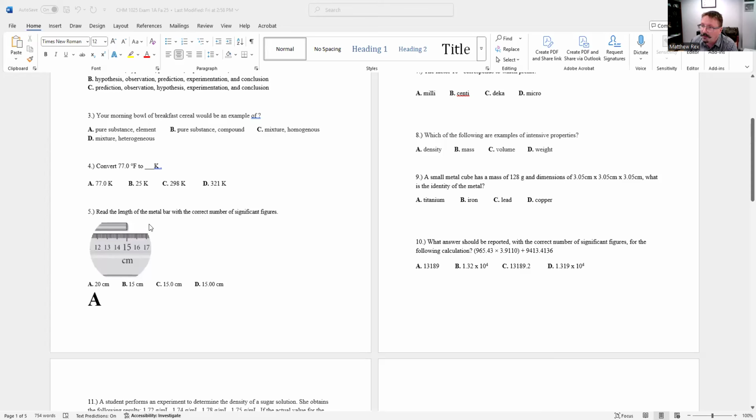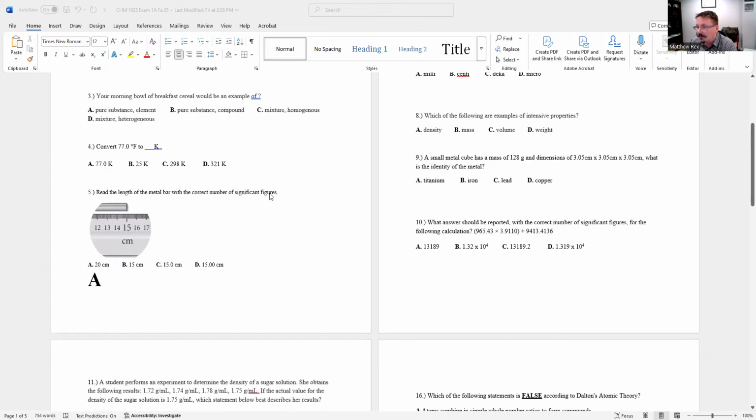Okay, back to our exam form A, number 5 here. Read the length of the metal bar with the correct number of significant figures. So we need to go out to the estimated digit. So we can see there's 15, 16, and we have multiple tick marks. So we have a tick mark every 10th place. So our certain digit would go out to the 10th place, or one digit after the decimal. And then our estimated digit would go one additional place beyond that. So if the last certain digit is in the 10th place, then our estimated digit is in the 100th place. And the only answer that has a digit going out to the 100th place is D.